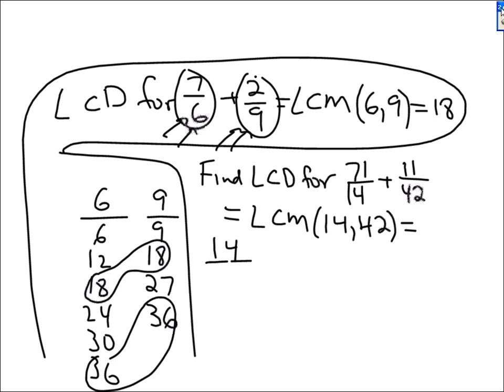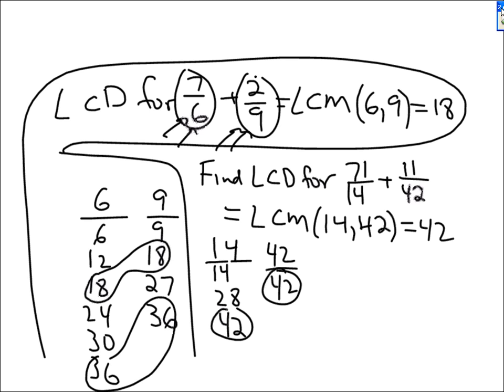Now, you know the 14 table. 14 times 1, 14 times 2, 14 times 3. I'm going to stop right there because I may not be an expert on the 42 times table, but 42 is on the 42 times table. 11 is on the 11 table. 12 is on the 12 table. The first number on both lists is 42.